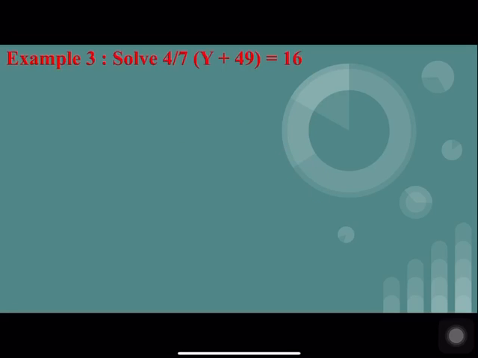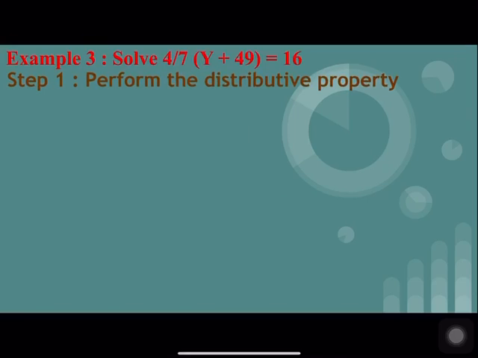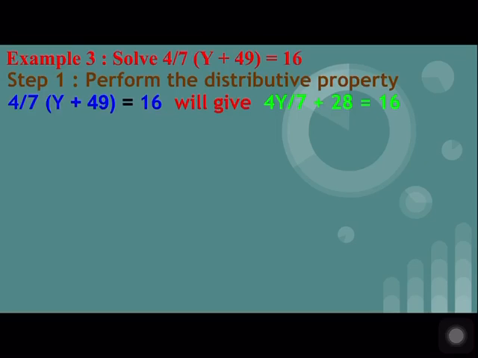This is our last example: solve 4 over 7 times the quantity of y plus 49 is equal to 16. Now we have here a rational number, 4 over 7. The first step is to perform the distributive property. Multiplying 4 over 7 times y will give us 4y over 7. And multiplying 4 over 7 times positive 49 will give us positive 28. And everything is equal to 16.